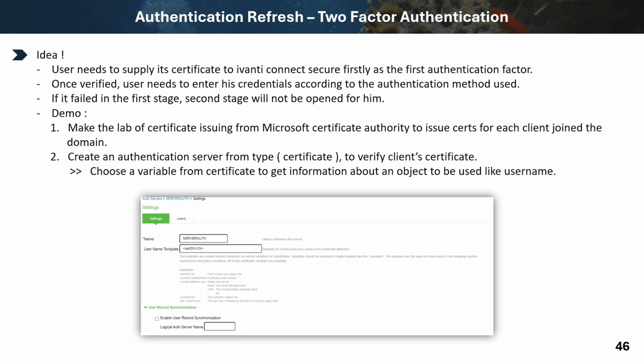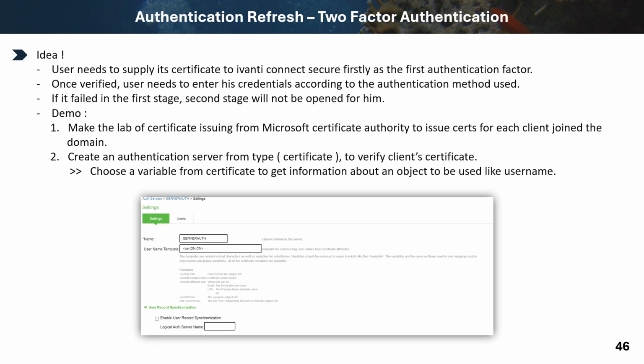So the scenario is very simple. The first thing is the client wants to supply his certificate. The certificate, of course, is pre-issued using Microsoft Certificate Authority, creating a certificate sign request, then signing this request using Certificate Authority from Microsoft. Then there are two main certificates that are going to be used here. The first one is the one that will be given to the client. Then the client is going to give the certificate to Ivanti Connect Secure to be verified.